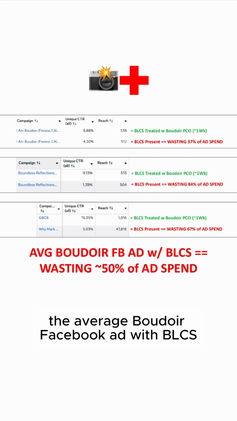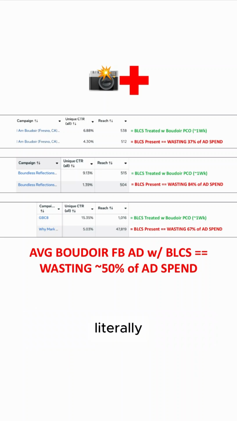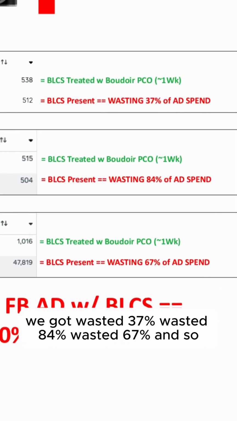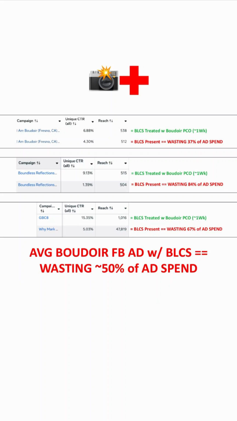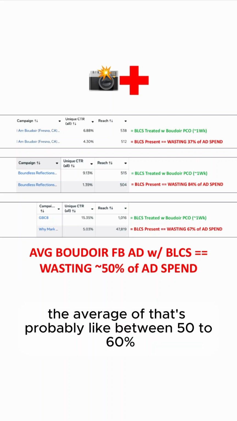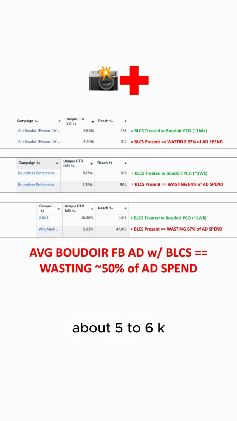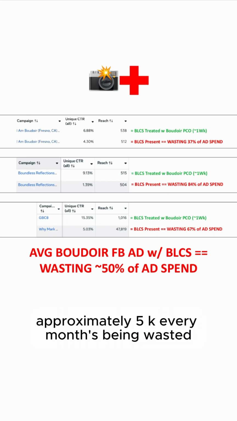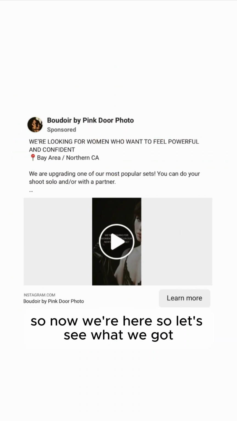So from what I've seen, the average Boudoir Facebook ad with BLCS is wasting about 50% of its ad spend. Approximately half. I mean, look at the numbers here. We got wasted 37%, wasted 84%, wasted 67%. And so the average of that's probably between 50 to 60%. So spending 10 grand a month on Boudoir Facebook ads, approximately 5K every month is being wasted. That's 60 grand over the next 12 months.